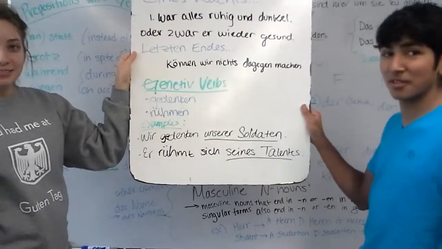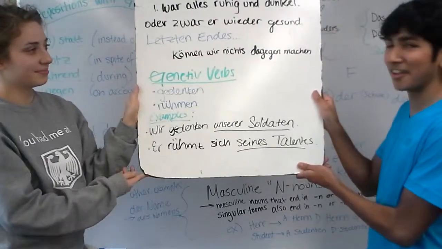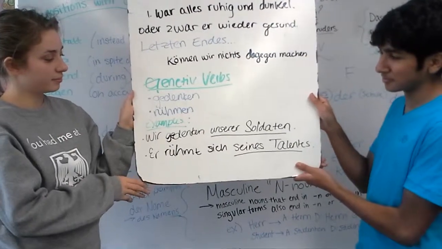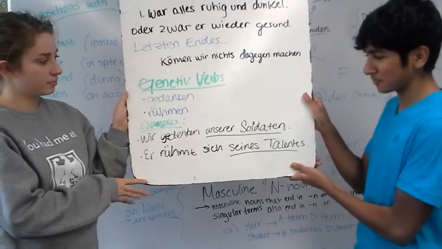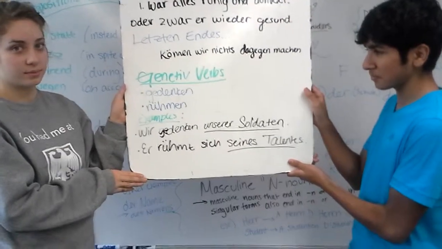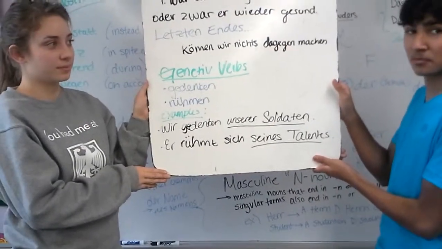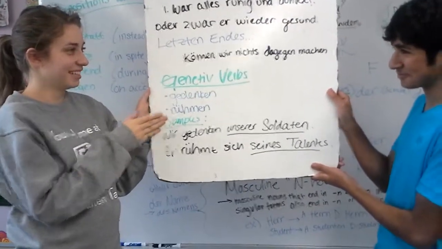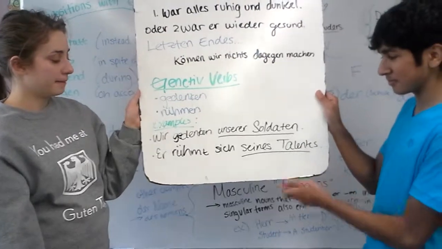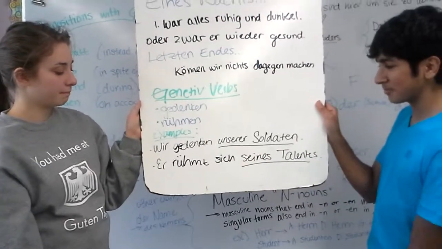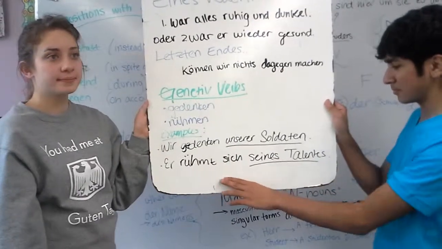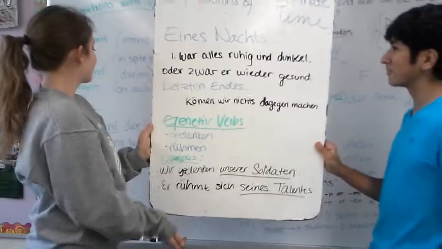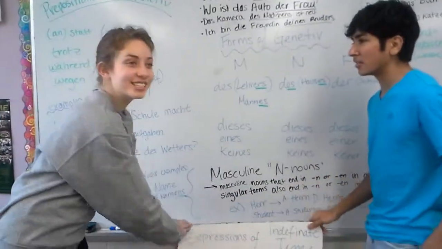Okay. And also, just like the dative case has dative verbs, for genitive there are also some genitive verbs where, if you see these verbs, you would absolutely use genitive after them. These are gedenken and sich rühmen, and we have examples of these. Wir gedenken unserer Soldaten, so we remember our soldiers, and Er rühmt sich seines Talents. So that's that. All right, and I think that's the end of our video, so enjoy learning Genitiv.